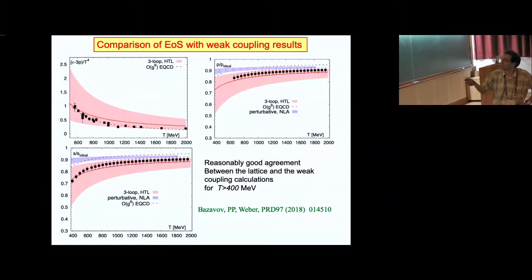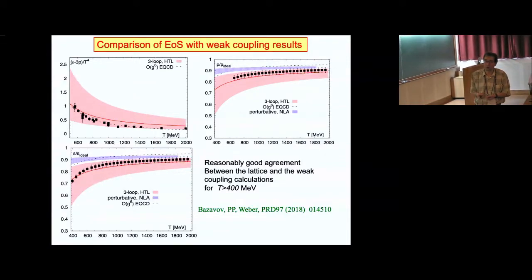So in EQCD, essentially the value of this g to the sixth term is guessed based on a pure glue calculation. In HTL, 3-loop HTL, it's ignored completely. Right? So the red line is the HTL central value, and the band is a scale variation of that red line. So that's, say, the perturbative uncertainty.